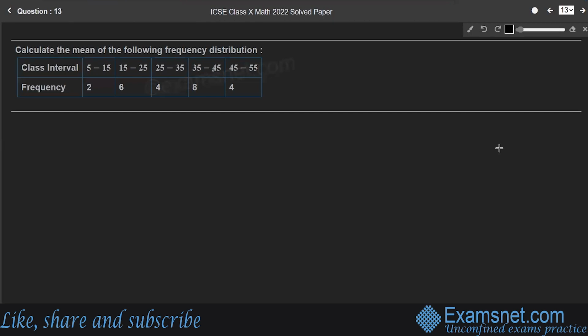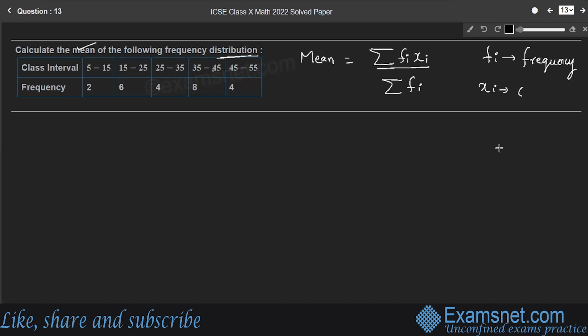Question 13. Calculate the mean of the following frequency distribution. When a frequency distribution is given, we need to find the mean by using the formula. Mean is equal to sigma fi xi divided by sigma fi. Right? Where sigma fi means the total frequency. So fi refers to frequency, sigma refers to total, and xi means class mark or midpoint.